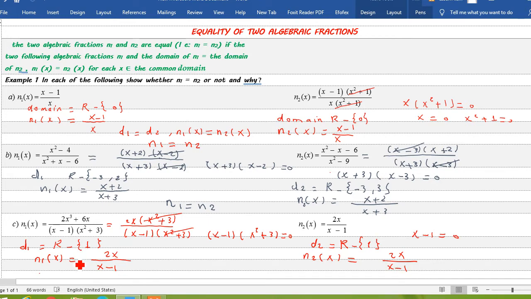Look at d1 and d2. So d1 equals d2, and n1 of x equals n2 of x. If d1 equals d2 and n1 of x equals n2 of x, then n1 equals what? n2.